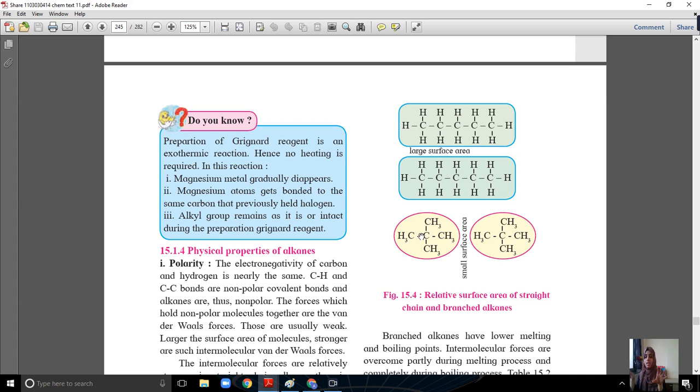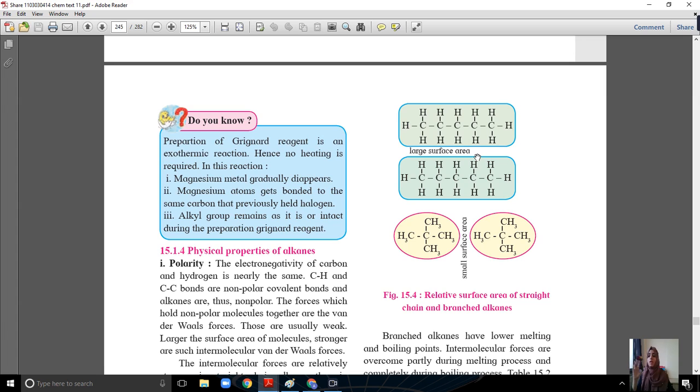When it occupies larger surface area, the van der Waals forces become stronger. The intermolecular forces, not intra, intermolecular, the forces between two different molecules. So it will become what? Stronger. For straight chain alkane, it will occupy larger surface area, so the van der Waals forces become stronger, and the melting point and boiling point of this type of alkane are larger.